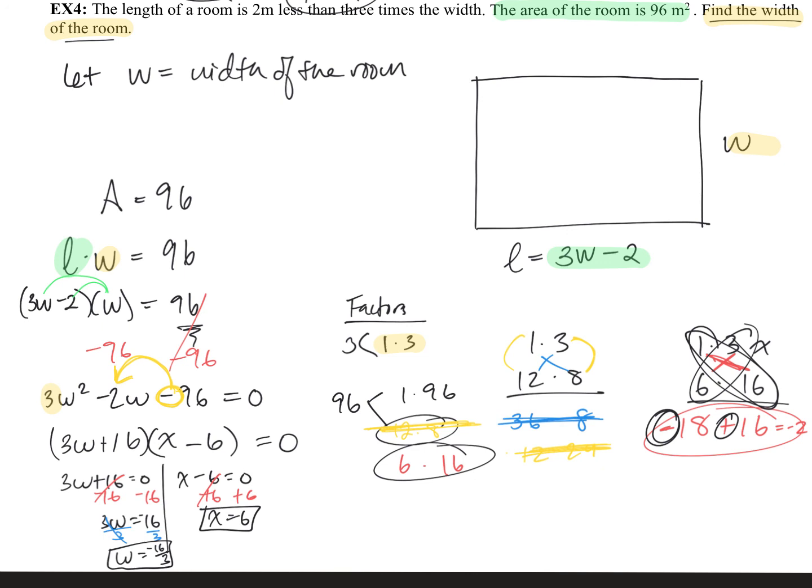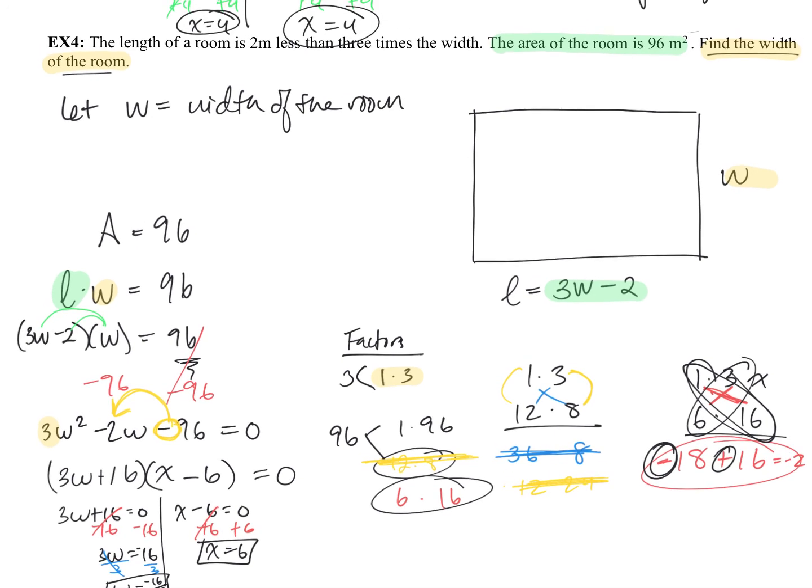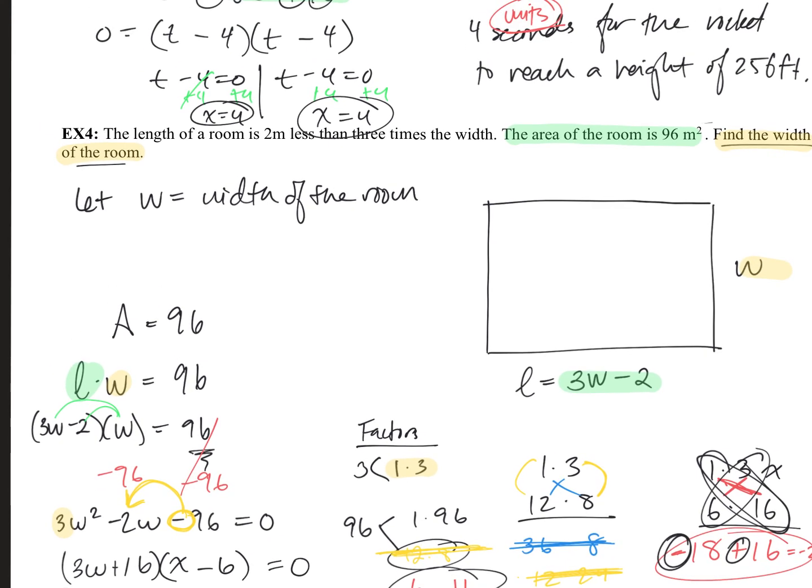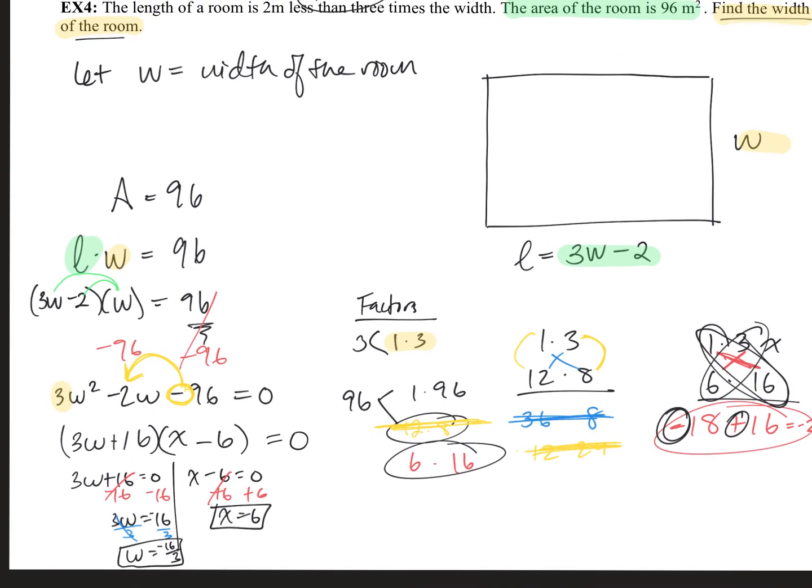Okay, so we have 2 options for our answer. Do both of them work? Does one of them work? How do we know? Well, this is where our critical thinking brain kicks in. Well, at least it should have been thinking a while ago, but let's think a little more critically. W is the width of the room. And I have a negative answer and a positive answer. Can I have a negative width of a room? No, I can't. So because of that, I'm going to cross out my answer and write extraneous.